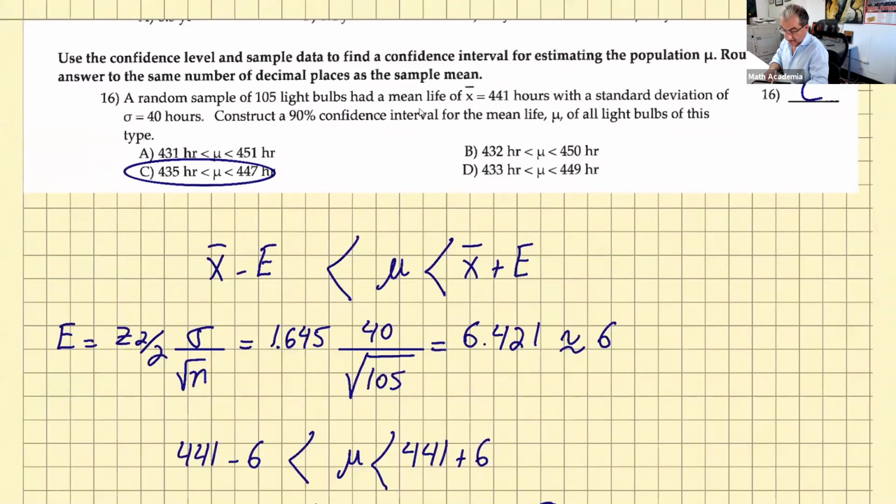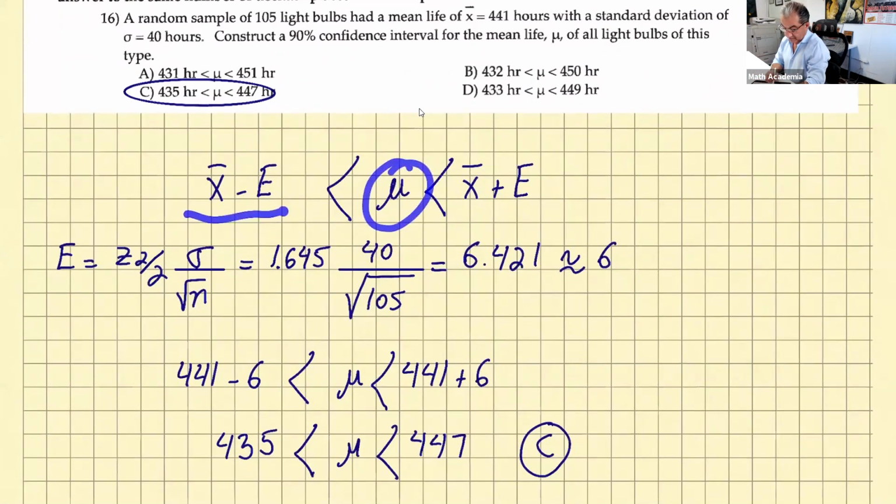Number 16, use the confidence level and sample data to find the confidence interval estimating the population mean, mu. So let's just read the problem. A random sample of 105 light bulbs had a mean life X bar is 441 hours with a standard deviation sigma. One more time, please notice it's sigma, so we're going to use Z or the normal distribution. Construct 90% confidence interval for the mean life mu of all light bulbs of this type.